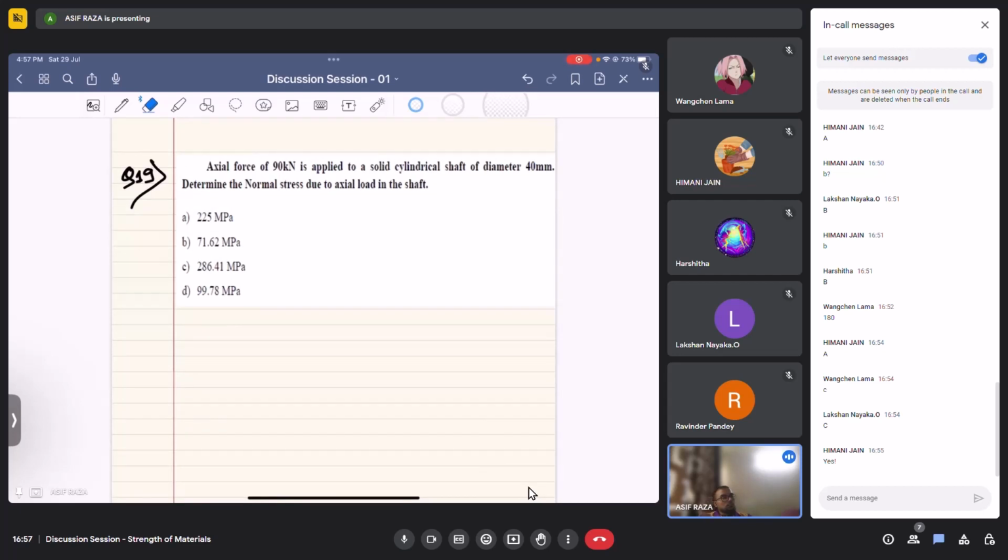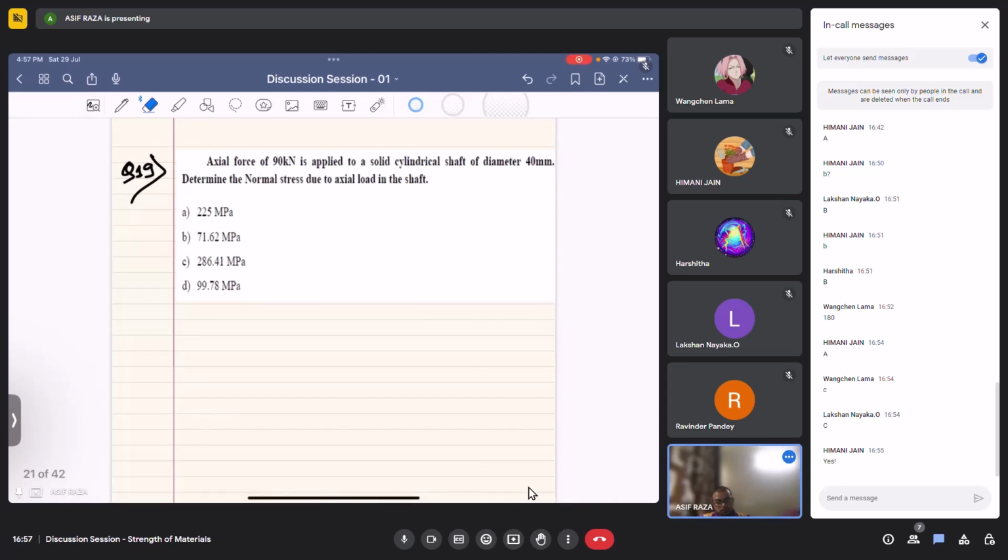There is an axial force of 90 kilonewton applied to a solid cylindrical shaft of diameter 40 mm. Determine the normal stress due to axial load in the shaft.